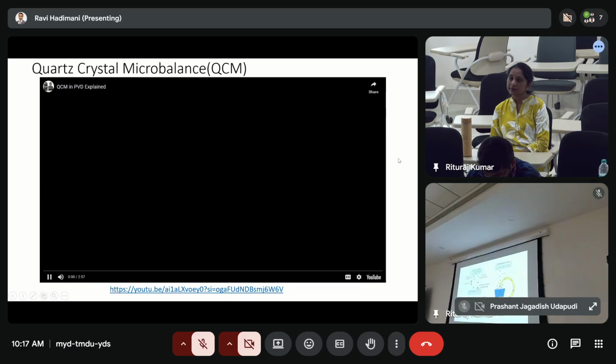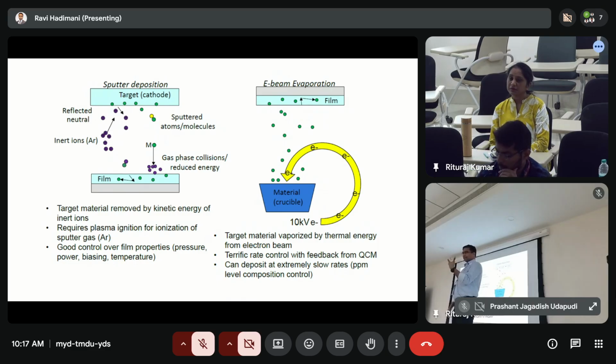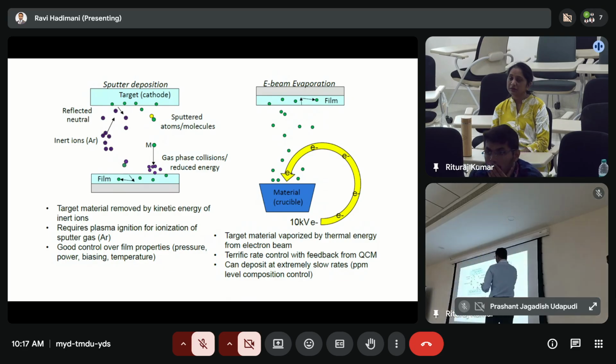Okay. So we saw thermal evaporation and E-beam evaporation. Those are two physical vapor deposition techniques. Now we have another vapor deposition technique, slightly more sophisticated. It's not just heating up or using an electron beam. It's called sputtering deposition.